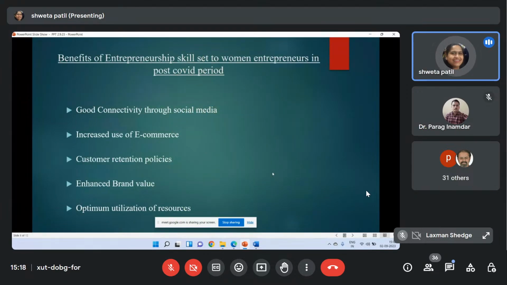Moving ahead, what were the benefits of these entrepreneurship skills to the women entrepreneurs when they were trying to develop or retain their business in the post-COVID period? Because of these skills, they were able to enhance their business in such a sense that they were able to connect to their customers through social media. E-commerce is one thing which emerged even better in the post-COVID period. That is what we have all been experiencing. This increased use of e-commerce helped them to retain their customers, helped them to increase their scope beyond what they were limited to earlier, and resultantly enhance their brand value.